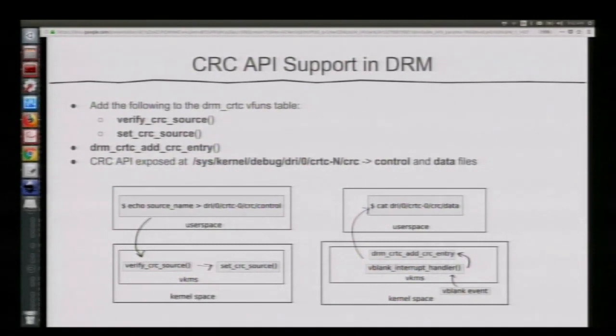On the user space side, the user can control the generation of the CRCs by writing to the control file, and then once the CRC generation is enabled, they can capture the CRCs by reading from the data file.